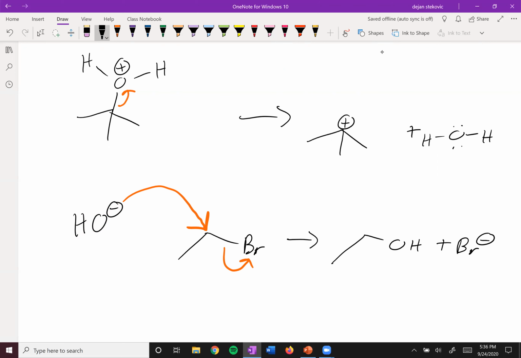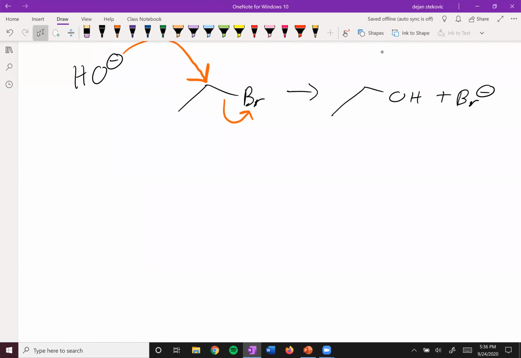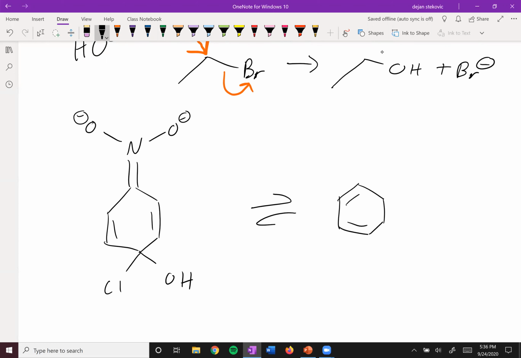Again, I don't expect you to be able to predict this stuff yet. We'll go in much more depth. This is just kind of an introduction. And these mechanisms can be even more complicated. So this is a cool one out of one of the books. So we start off with the molecule on the left, and then we end up with this molecule on the right.